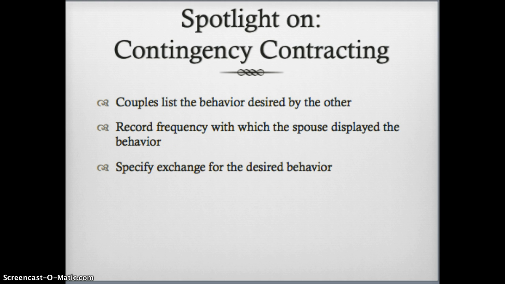One example of a method that a cognitive behavioral couples counselor might use would be this idea of contingency contracting. And that's where couples list the behaviors that they desire in each other, and then they take note of how often the other spouse displays that behavior. And from that they really start to join with each other, start to connect better, start to experience more positives than negatives in the relationship.